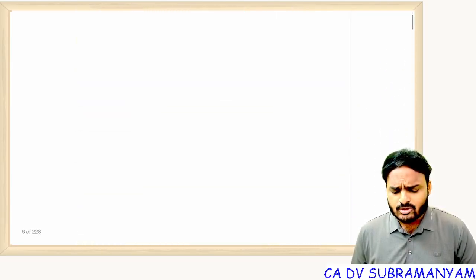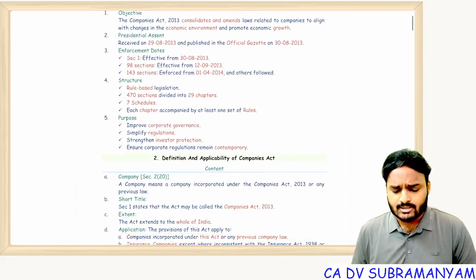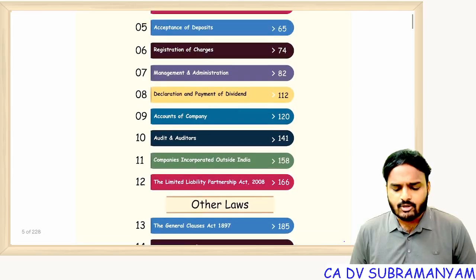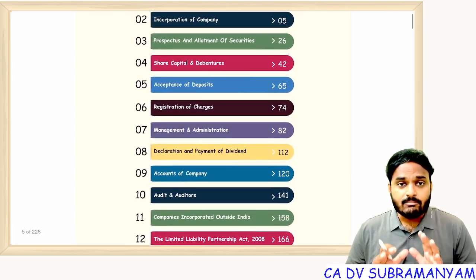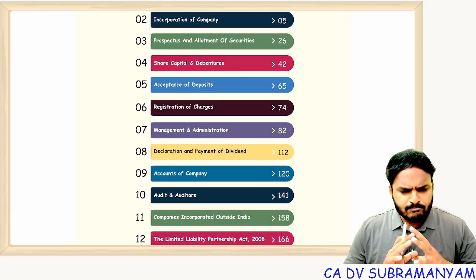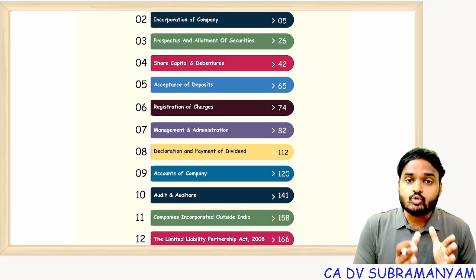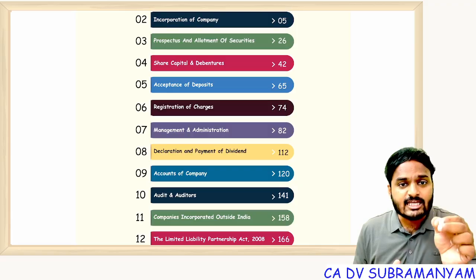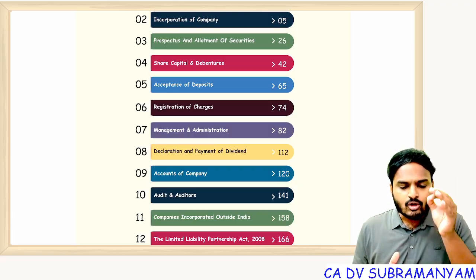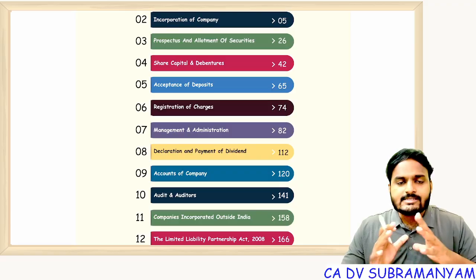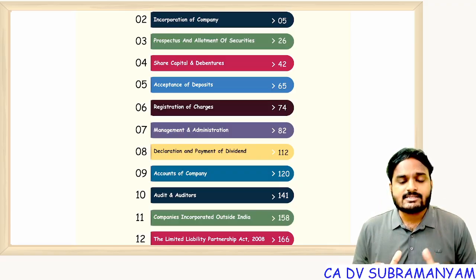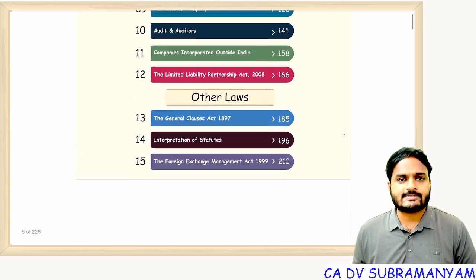Those who already know about this book, you can skip this part. But those who don't know about this, yes, I want to tell about this book. This is a summary book. In fact, the complete study material was summarized into a 220 pages book without ignoring a single concept. Without compromising the content, we summarized the entire ICAI study material into 220 pages.